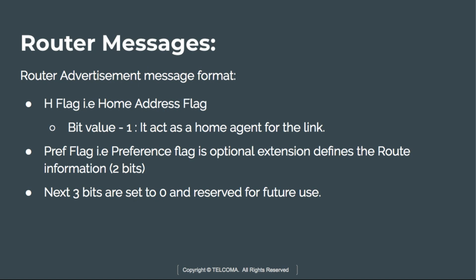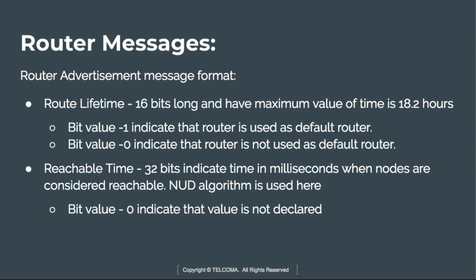Next is the H flag. Here H flag stands for home agent flag, and the bit value 1 indicates that it acts as a home agent for the link, and if it is 0, then it indicates that this flag field is not used. Then is the preference flag, that is the optional extension that will define the route information, and it is of 2 bits, and after that the next 3 bits are set to 0 and they are reserved for future use.